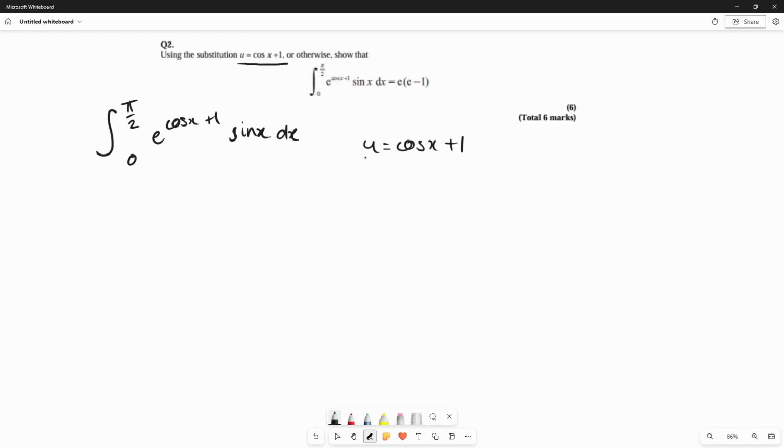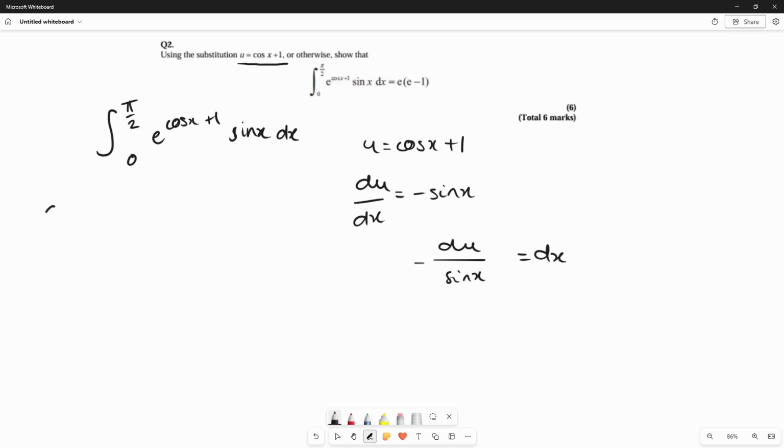So the first thing we want to do is differentiate u so that we can find the integral in terms of u instead of being in terms of x. So when we differentiate cos x we get minus sin x, and when we differentiate 1 we get nothing. So we're going to want to rearrange this so we can substitute it into the equation. So du over sin x, so minus, equals dx.